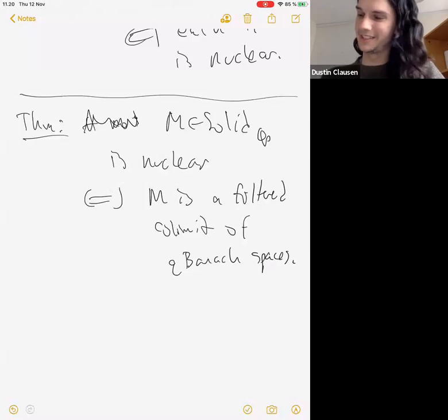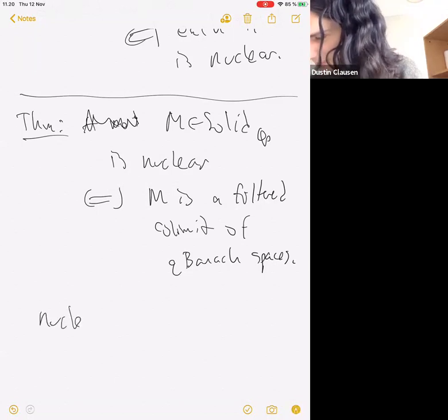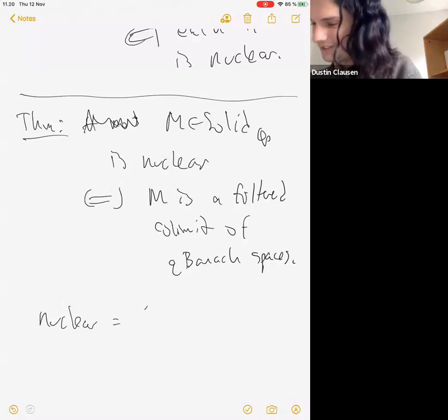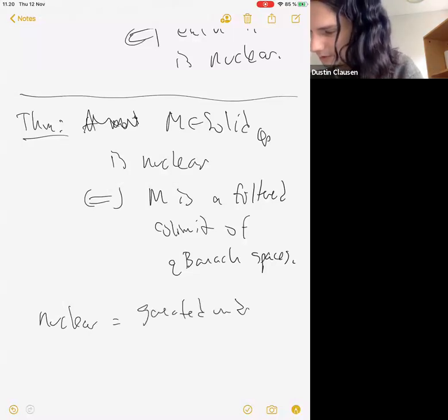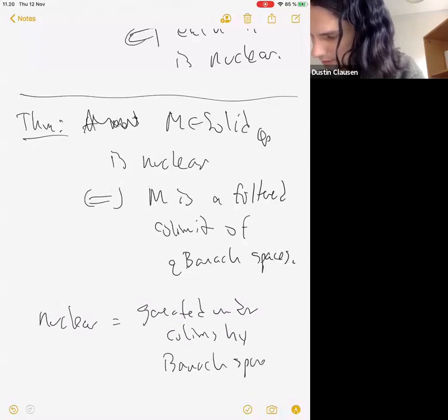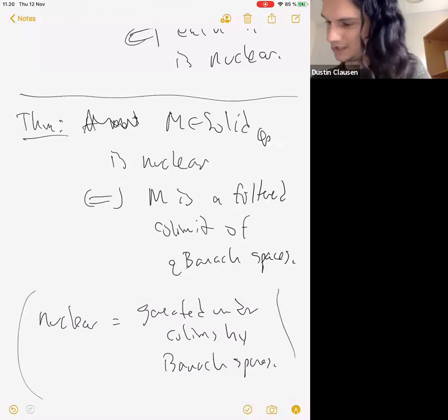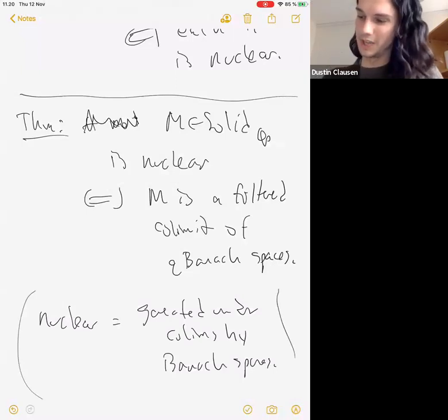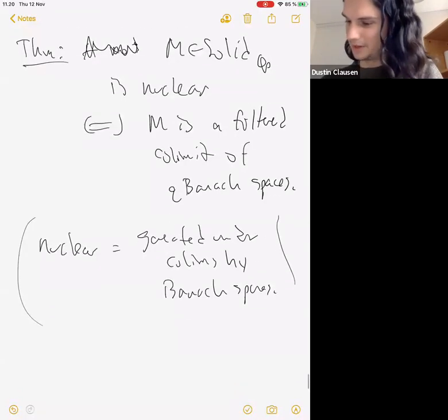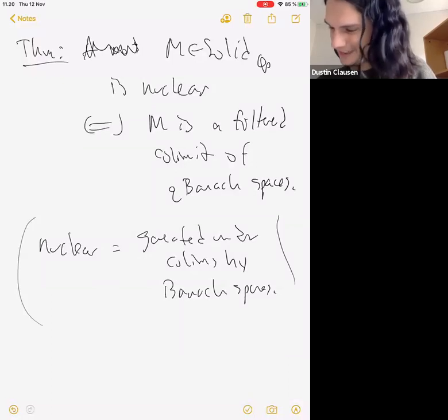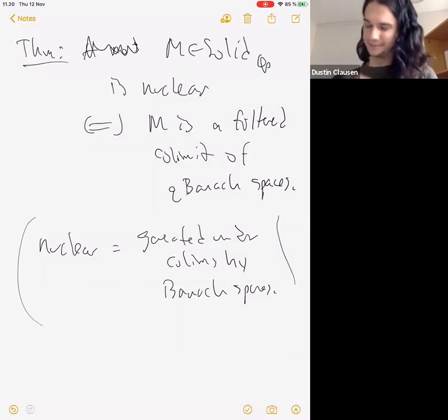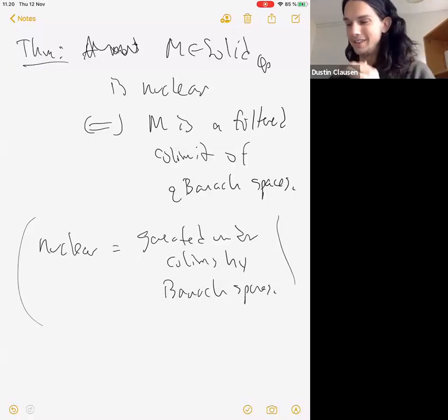So this says that the nuclear modules are, in a less precise form, generated under colimits by Banach spaces. This is a slightly less precise statement. It explains that you only need to do two steps, quotients and then filtered colimits, and that's convenient in practice. But be careful that these Banach spaces are not compact, even in the nuclear category.